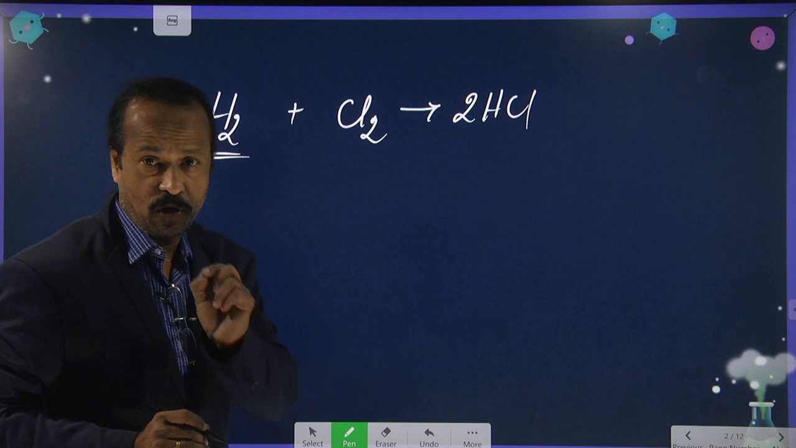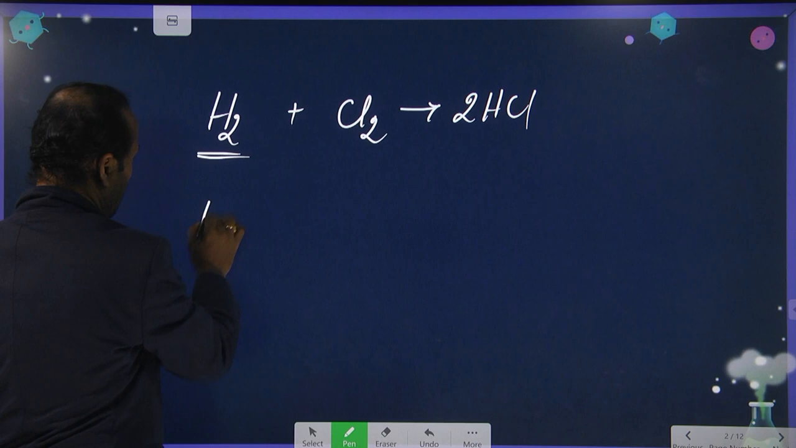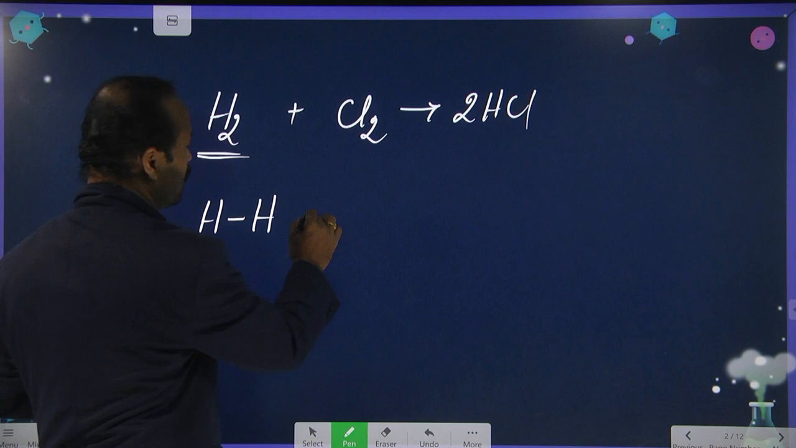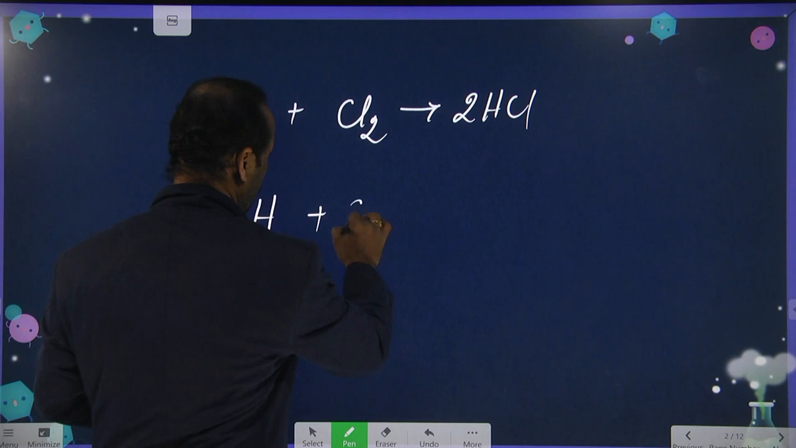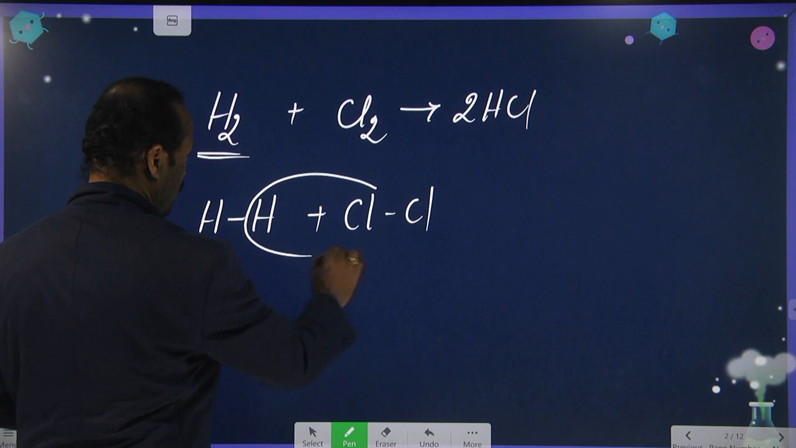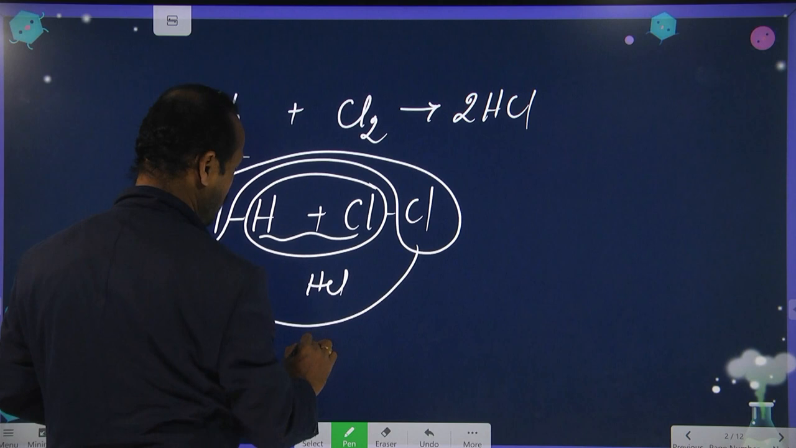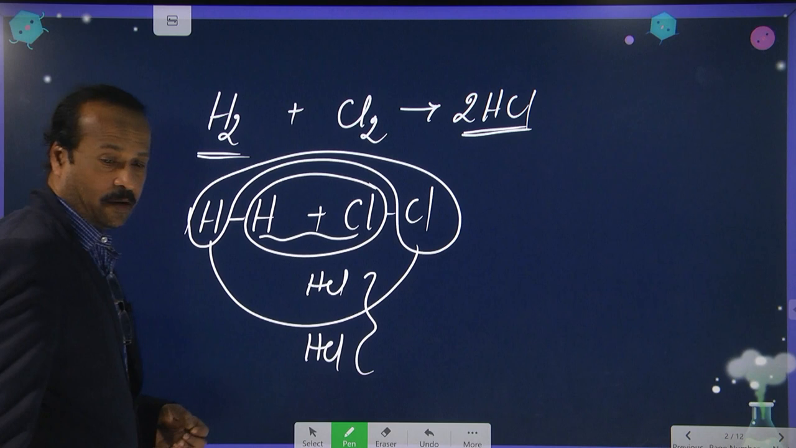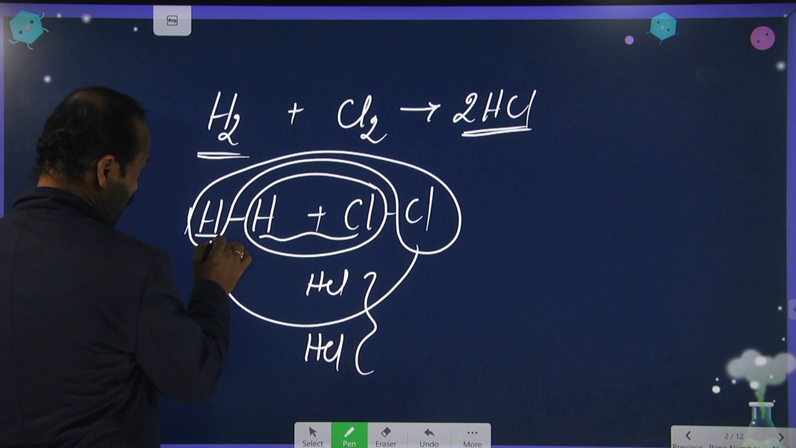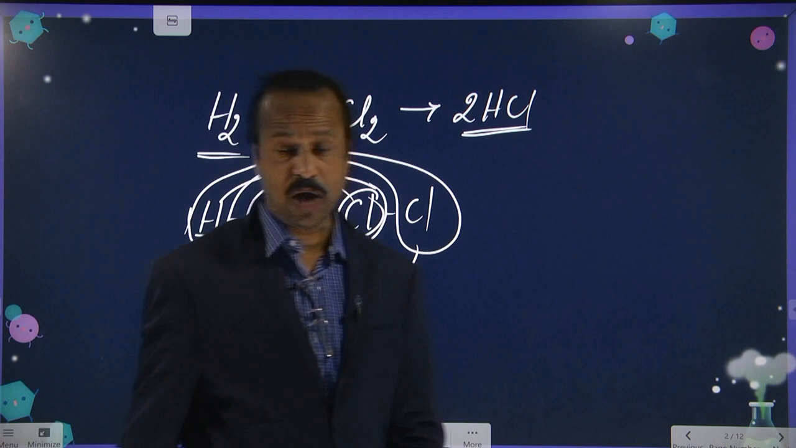During the chemical reaction, this hydrogen molecule splits into two hydrogens, right? Similarly, chlorine also splits into chlorine and chlorine. Now these hydrogen and chlorine combine, and these hydrogen and chlorine combine. Here it forms one HCl, and here it forms another HCl, so a total of two HCl are formed. So here a hydrogen atom is combining with a chlorine atom, atomwise combining with each other.